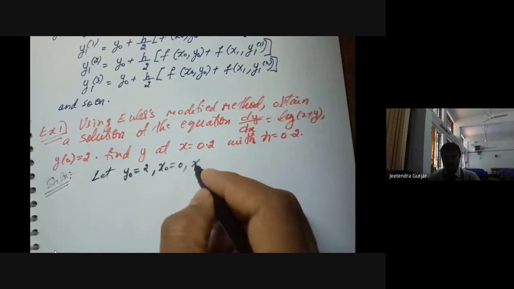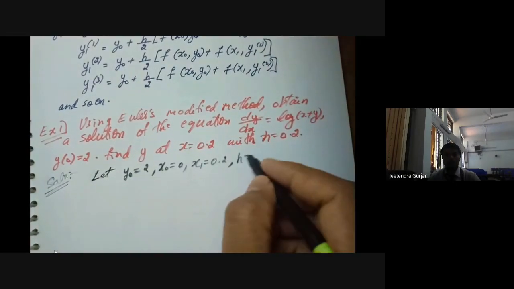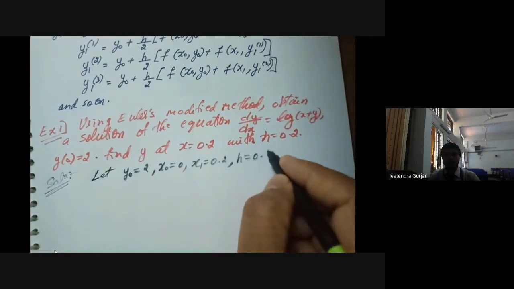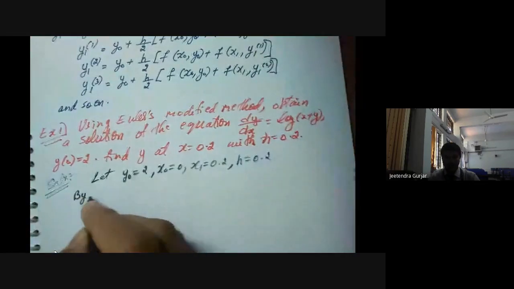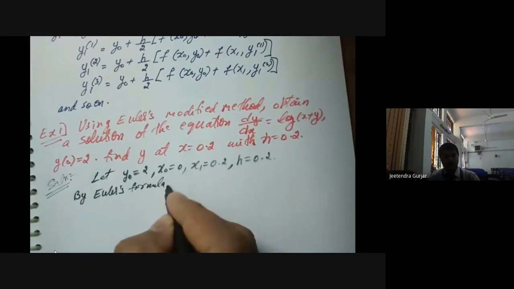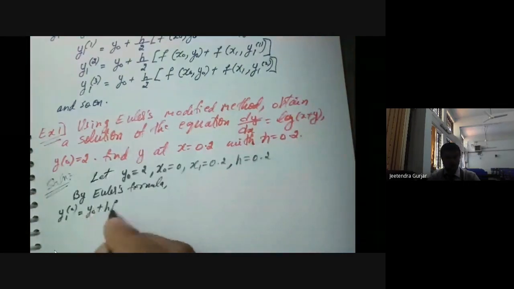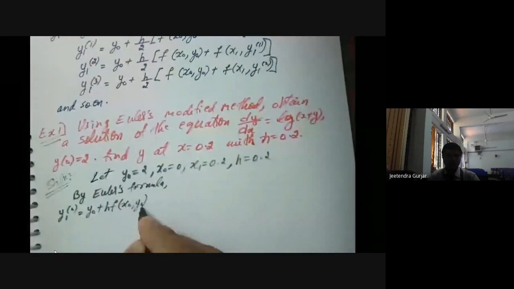x naught. Whenever we start the approximation, x naught will remain 0. This is very clear. Initially, x naught will remain 0. Start with the x naught. And x1, whatever they have told you to find, x1 will be 0.2. And h is the interval. It is 0.2. So by Euler's formula, in the previous example we have shown you this formula and you have used this formula to simplify. So in the same way I am going to take it here.